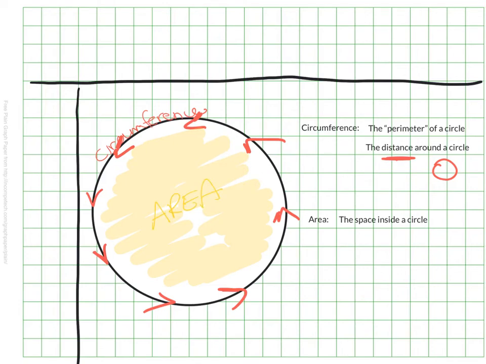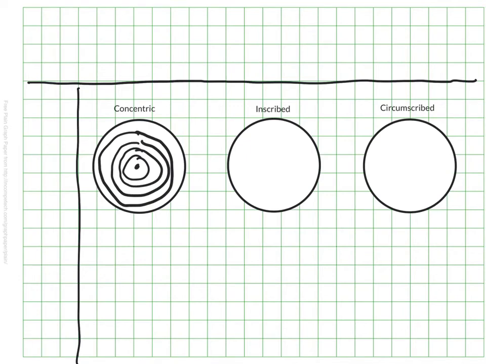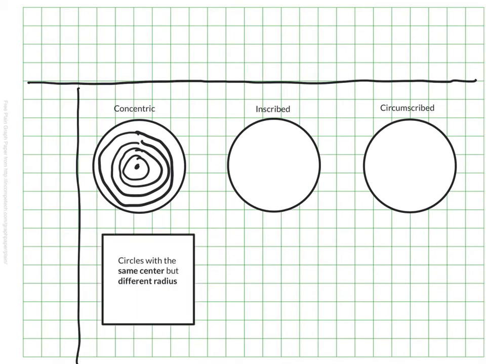So all of this, if we figure out how much space there is in here, would constitute the area of the circle. And just for fun, we have a couple other words that you might see that relate to circles: concentric, inscribed, and circumscribed. And it's a little hard to tell here with my pen on my screen, but all of these circles are concentric because they have the same center, but they all have a different radius. They're a different size. So we'll define concentric as circles with the same center but different radius.